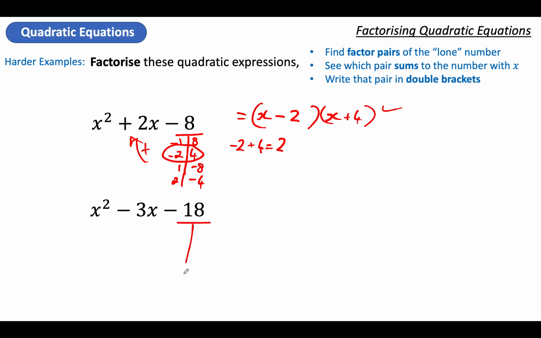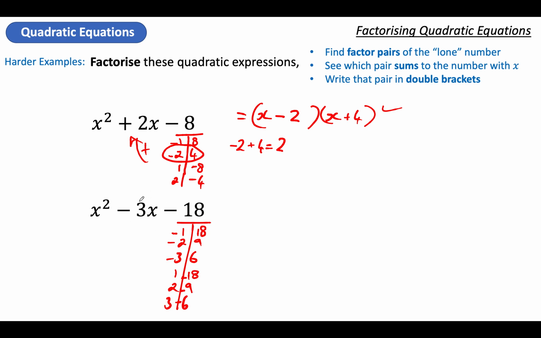Right, same thing here. Negative 18. Right, so let's think of factor pairs for 18 first. That's the easy way. So 1 times 18, 2 times 9, 3 times 6. Now this number is negative, isn't it? Which means it could be that the first number in each of my pairs is negative. Or it could be, if I use the same factor pairs, that the second number is negative. Okay, so 3 times negative 6, 2 times negative 9, or 1 times negative 18.